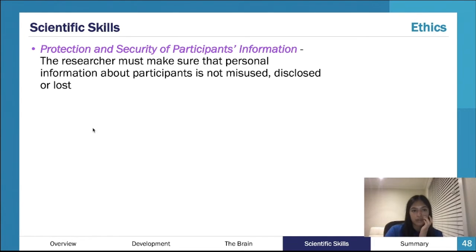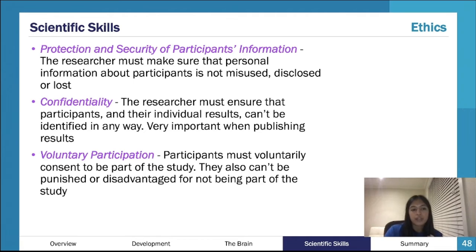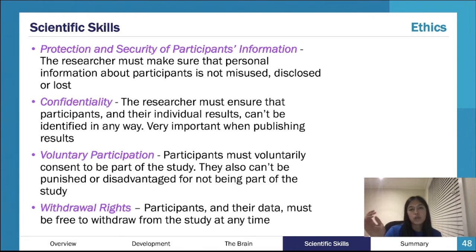Okay, ethics, really, really important. Privacy, basically. Confidentiality, again, kind of privacy here. So not naming people, not making them identifiable. Voluntary participation, not coercing someone to participate, not punishing them or deterring them from not participating as well. Withdrawal rights, again, being free to withdraw, not punishing them for withdrawing.